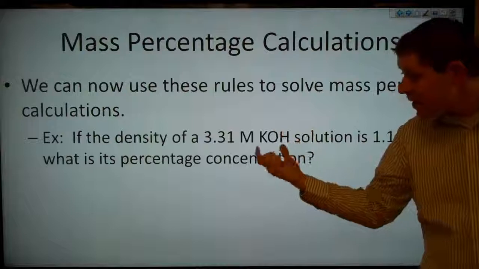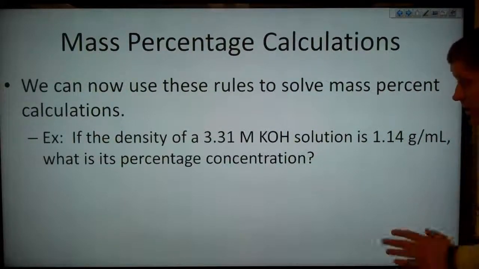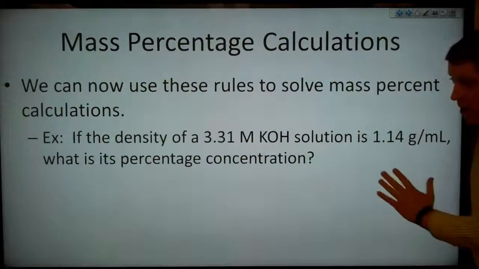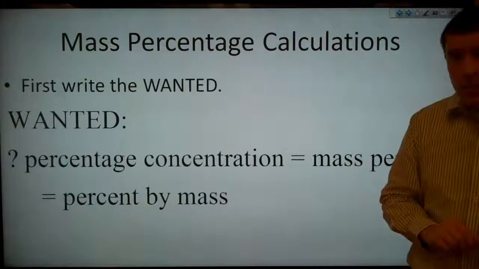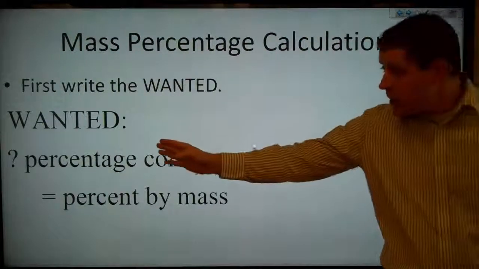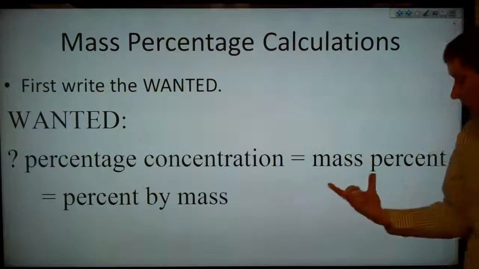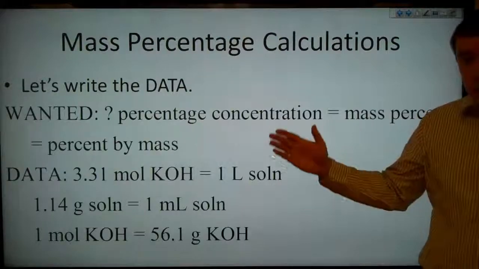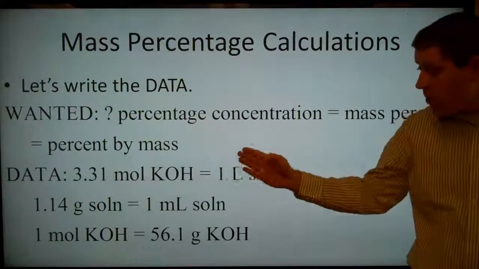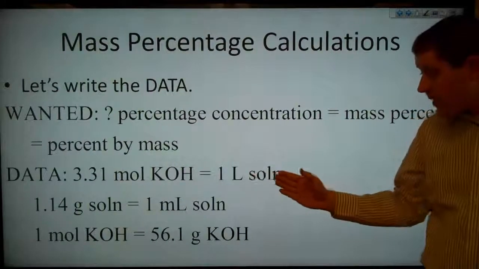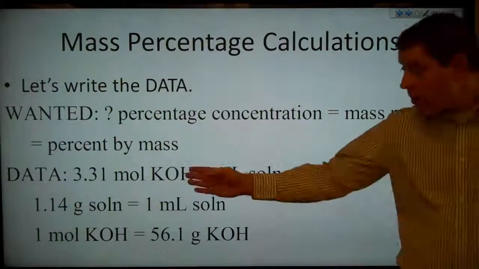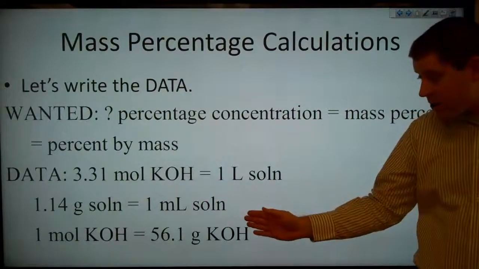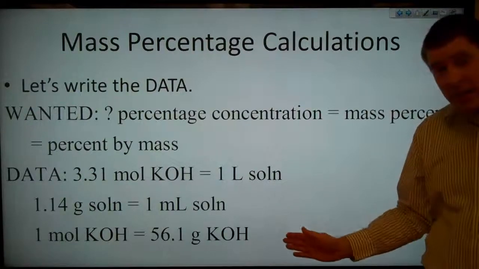For example, if the density of a 3.31 molar KOH solution, so this is potassium hydroxide, is 1.14 grams per milliliter, what is its percentage concentration? First, we want to write the wanted. The wanted is a percent concentration, and that means that that is the mass percent, or the percent by mass. Next, let's write the data. We know 3.31 moles of potassium hydroxide are equal to 1 liter of solution of potassium hydroxide. We know that 1.14 grams of solution are equal to 1 milliliter of solution. We know that 1 mole of potassium hydroxide is equal to 56.1 grams of potassium hydroxide from the molar mass of potassium hydroxide.